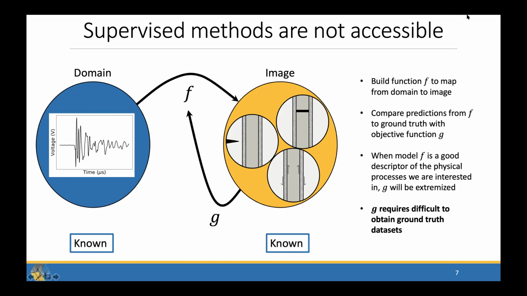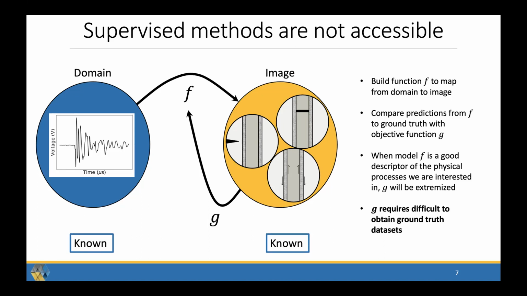And so typically in supervised methods, you'd build this function F to map from this domain, these acoustic spectra, to the image or the damage mechanism. And then you'd compare the predictions from F with a ground truth, an objective function G. And unfortunately for CMCs, this is not quite possible because G requires really difficult to obtain ground truth data sets.